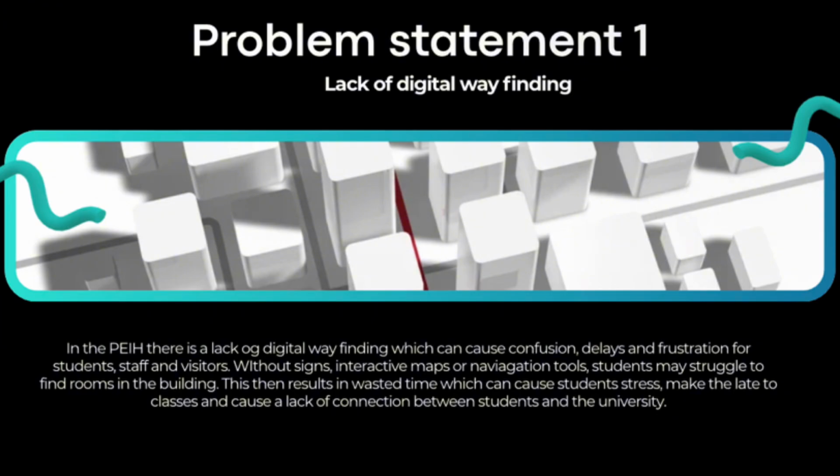Problem statement 1. In the PIH, there is a lack of digital wayfinding, which can create confusion, delays, and frustration for students, staff, and visitors. Without signs, interactive maps, or navigation tools, students may struggle to find rooms in the building. This then results in wasted time, which can cause students stress, make them late to classes, and cause a lack of connection between students and the university.